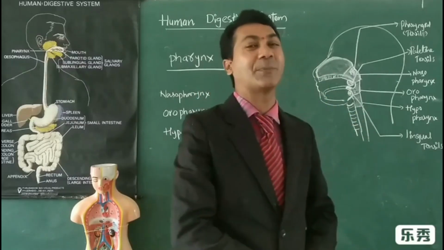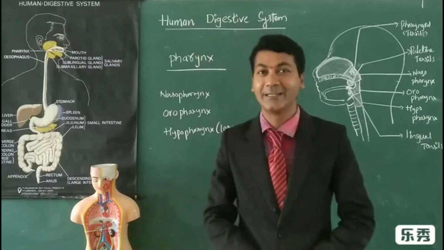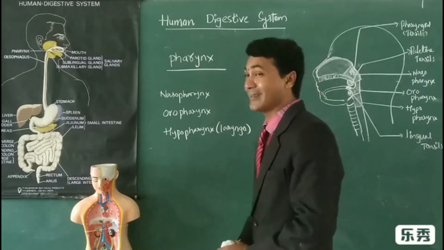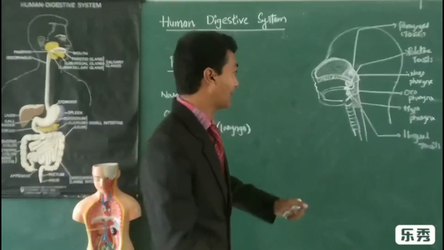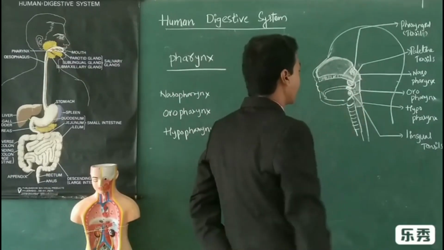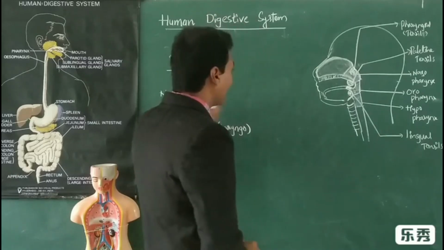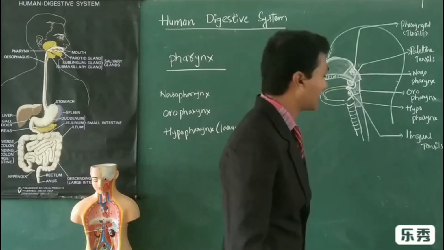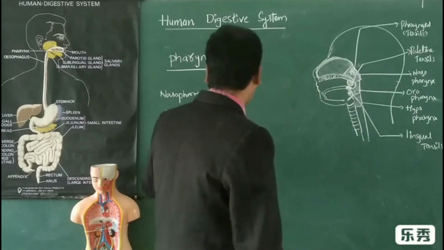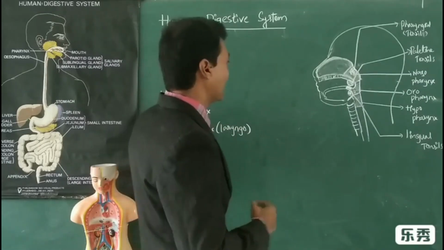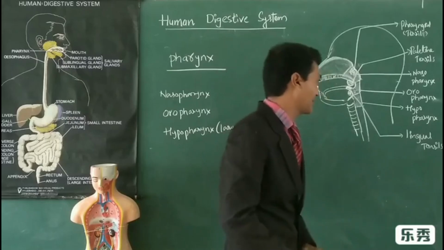Now I am going to explain you the structure of pharynx in the digestive system. So pharynx is a common chamber between digestive and respiratory systems, which is divided into three regions. The region which is associated to nasal chamber is known as nasopharynx. This is the upper part of the pharynx. Nasopharynx, which is associated to nasal chambers, right?